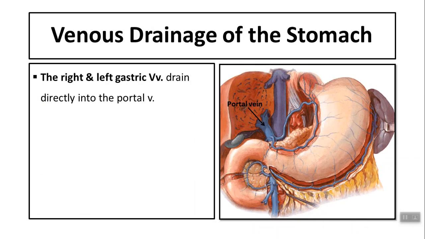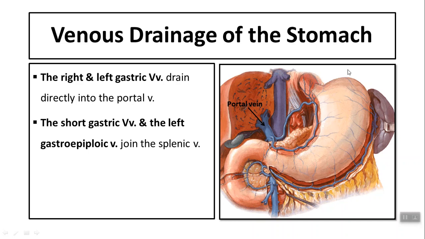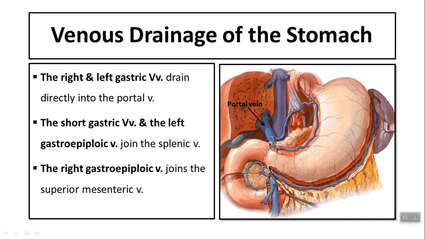The venous drainage of the stomach. All blood from the stomach will pass eventually to the portal vein. So we have the right and left gastric veins that drain directly to the portal vein. The short gastric veins and the left gastroepiploic vein will join the splenic vein that will pass behind the stomach. The right gastroepiploic vein will join the superior mesenteric vein directly.